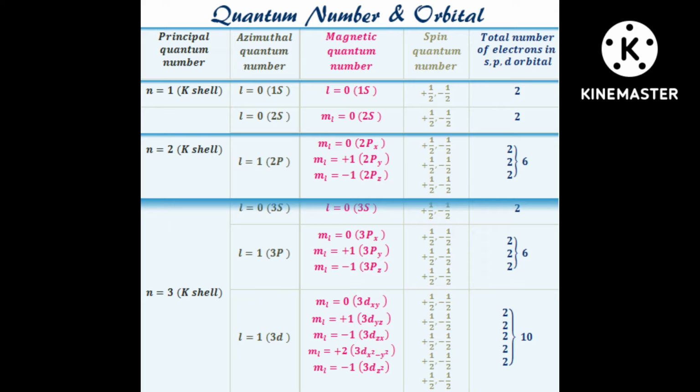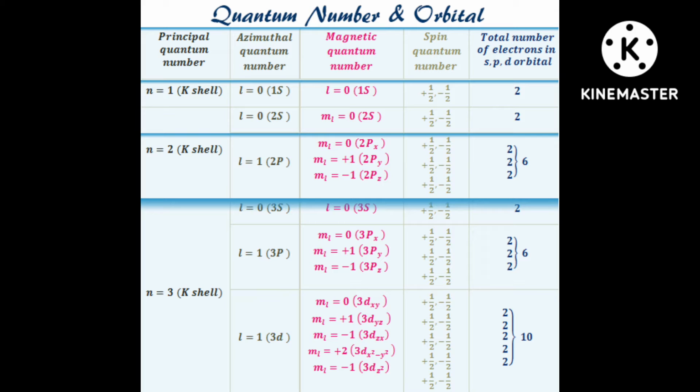Like hydrogen, He+, Li2+, only n is responsible. But if electrons are more than one, multi-electron, then n and l both are responsible. Here I am telling you, this is a question which can be asked in your competitive examination, maybe medical or IIT. This question may be asked.